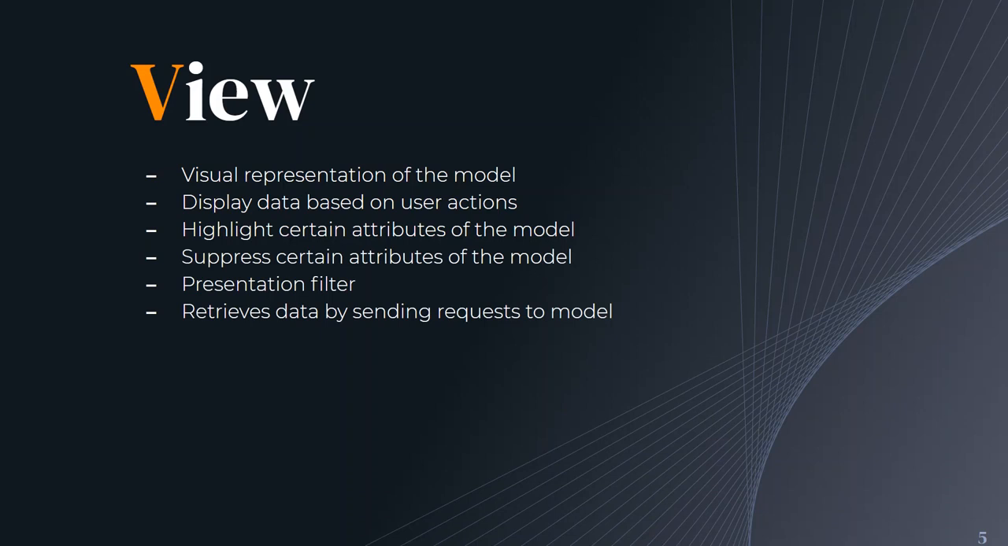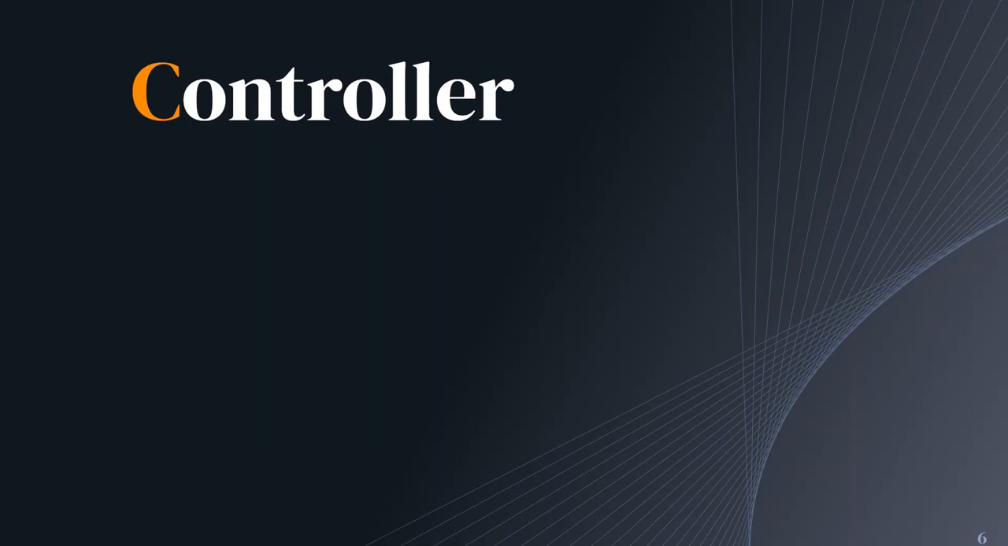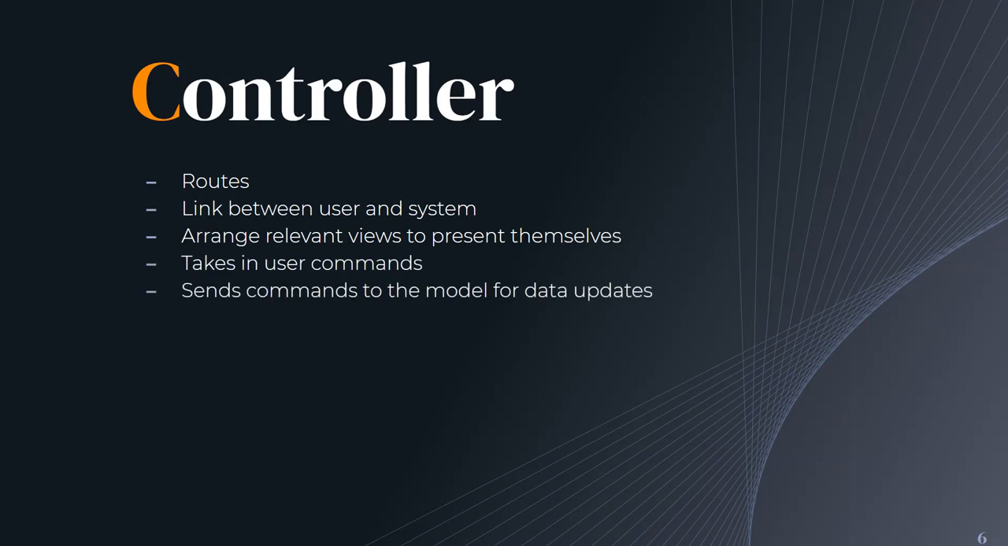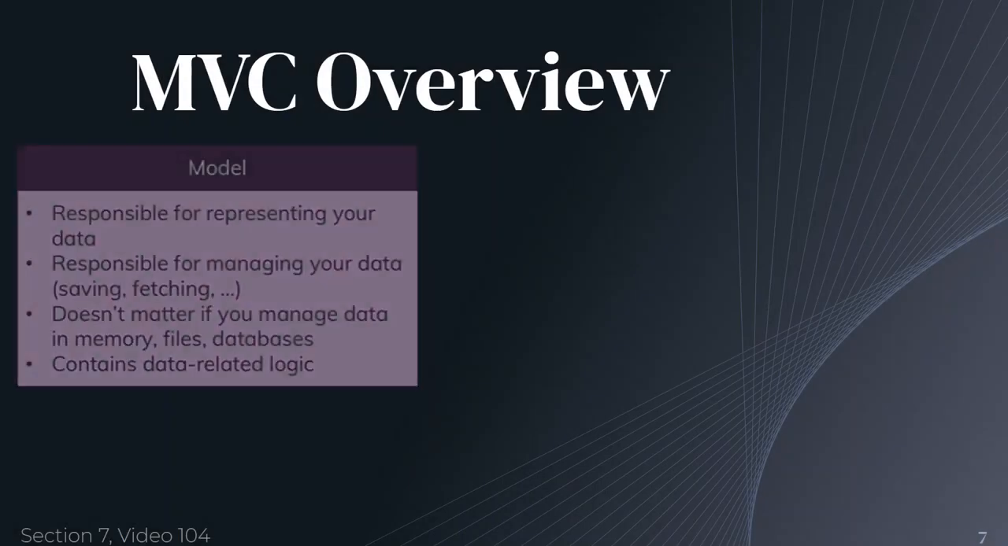It is a presentation filter. It retrieves data by sending requests to the model. The controller has routes, which we already talked about. It links the user and the system. It arranges relevant views to present themselves. So just like we were looking at with EJS, the controller decides what EJS files are going to be rendered. It takes in user commands, sends commands to the model for data updates or changes, sends instructions to the view to update the interface.